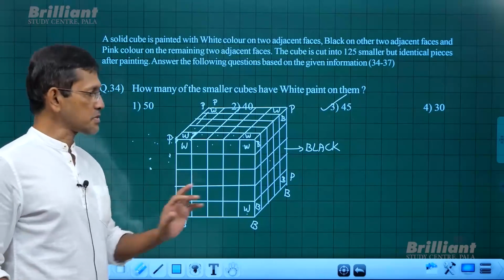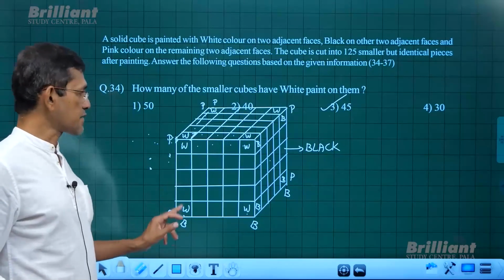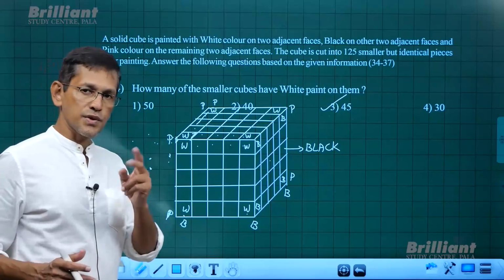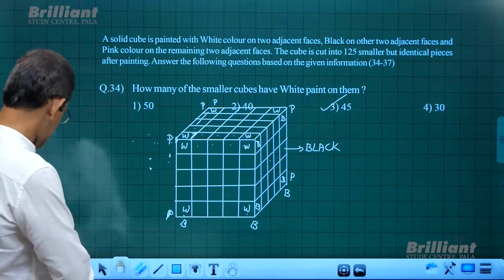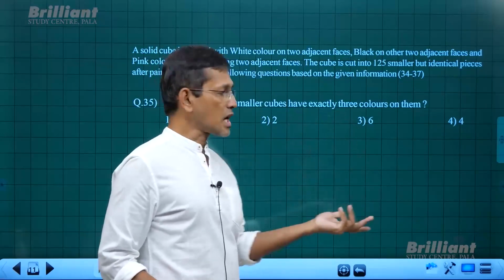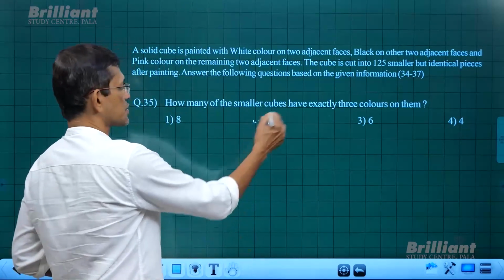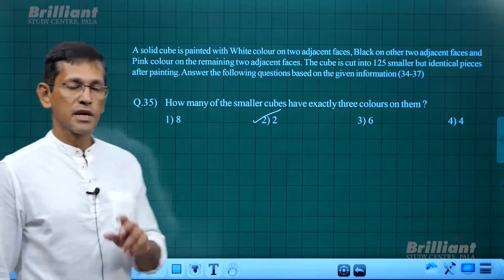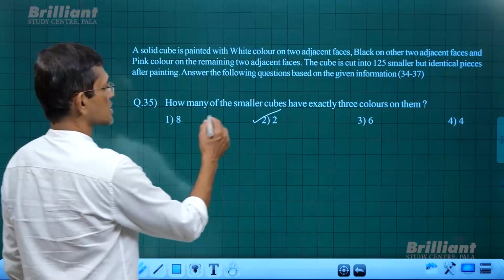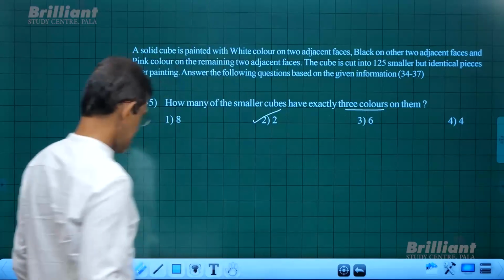Actually, we have 8 corner cubes. Out of that, 2 corner cubes have 3 different colors. The other 6 corner cubes, they have only 2 different colors. So the answer for this question, how many of the smaller cubes have exactly 3 colors on them? The answer is 2. 2 of the corner cubes have exact 3 colors on them. 3 colors. This is what the question is.